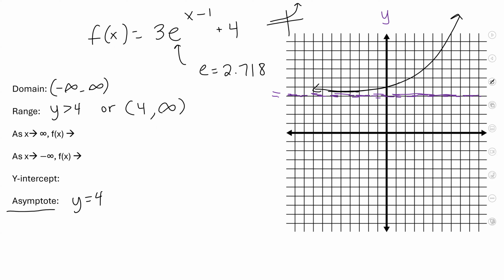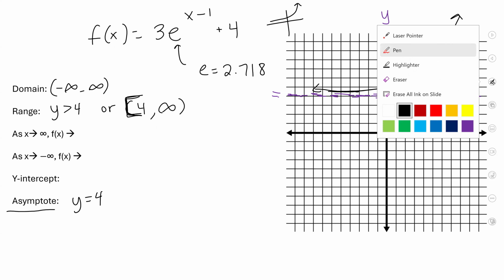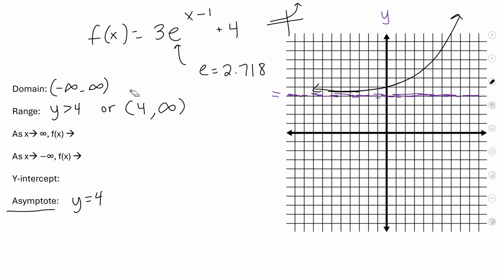Yep, that's another way you can write it. 4 to infinity. Notice, guys, I did not put a bracket. If I put a bracket, that means we can actually equal 4. So it'll be a parenthesis. That's another way you can write your range.